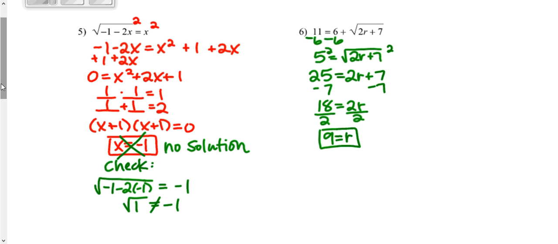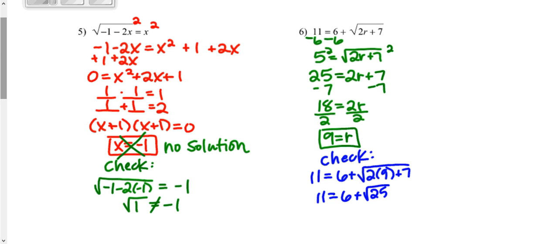Let's check our answer. All right, so under the square root, 2 times 9 is 18, plus 7 is 25. So this is 11 equals 6 plus the square root of 25, which is 5, and 11 is equal to 6 plus 5. So r equals 9 is our answer there on number 6.